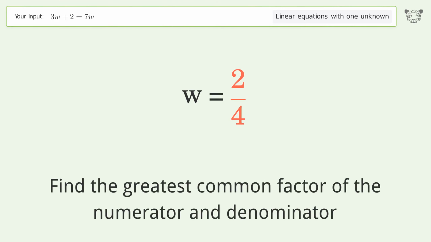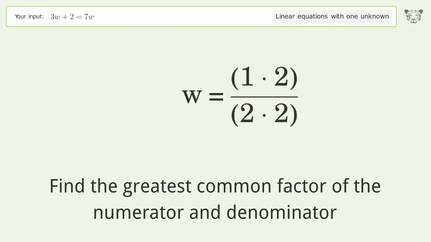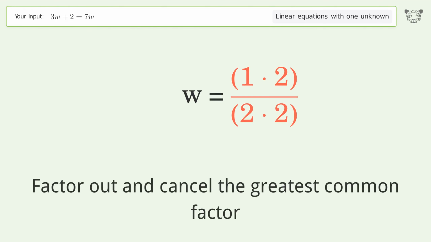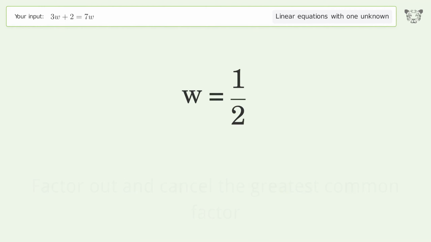Find the greatest common factor of the numerator and denominator. Factor out and cancel the greatest common factor. And so the final result is w equals 1/2.